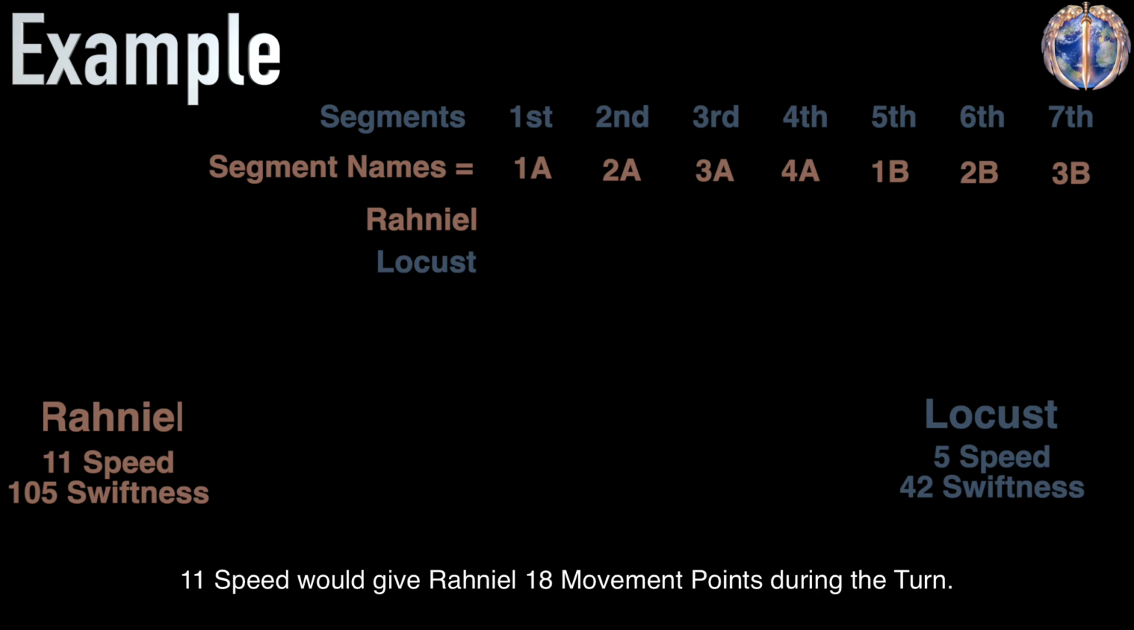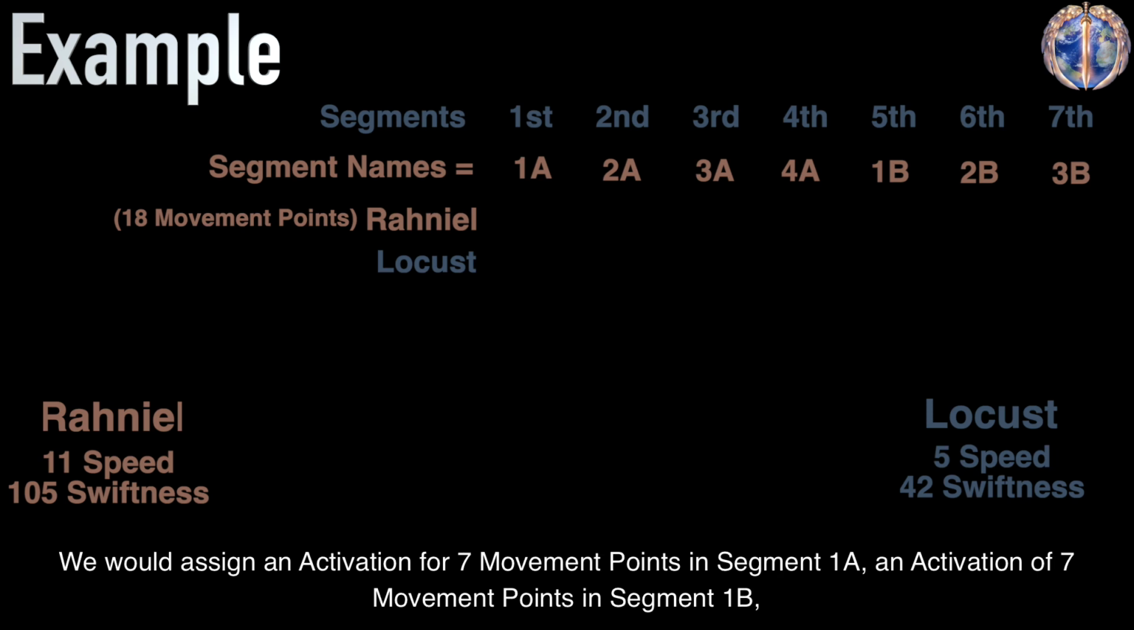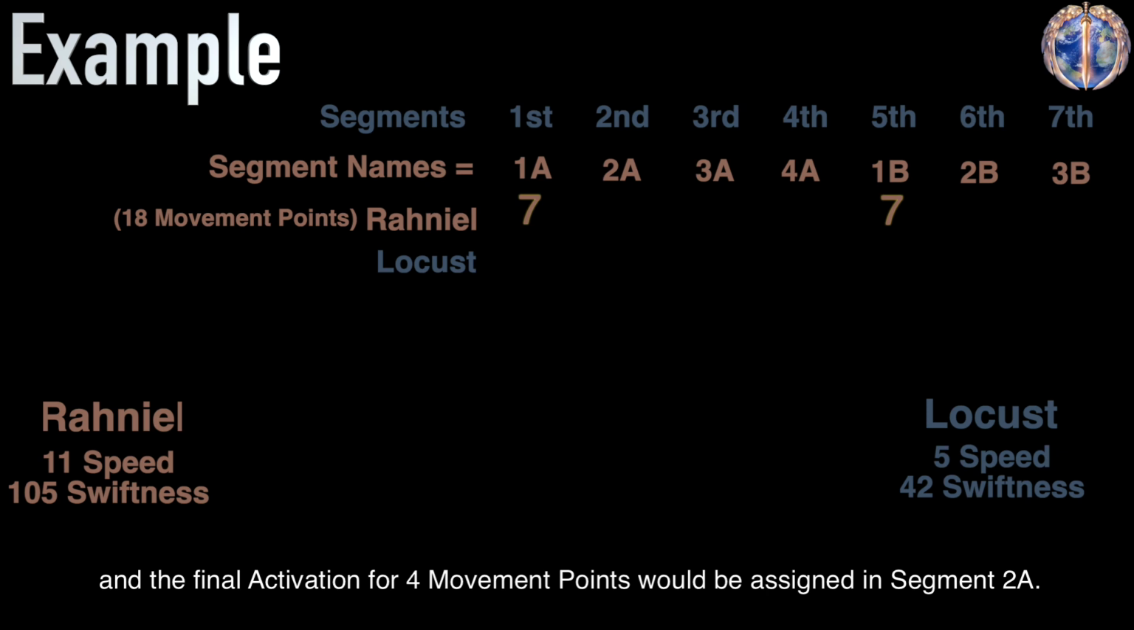11 speed would give Roniel 18 movement points during the turn. We would assign an activation for 7 movement points in segment 1A, an activation for 7 movement points in segment 1B, and the final activation for 4 movement points would be assigned in segment 2A.